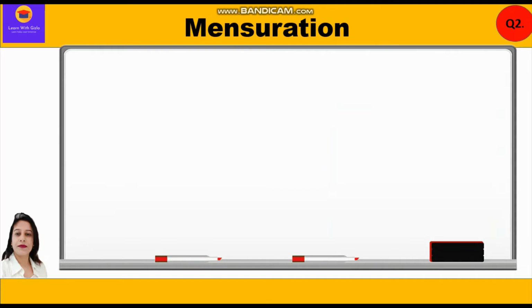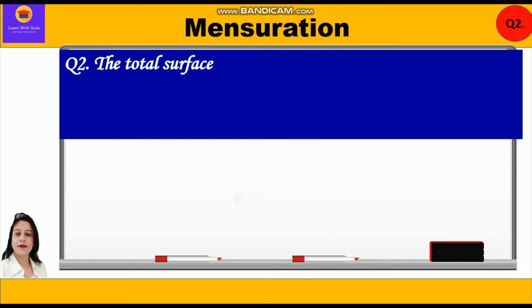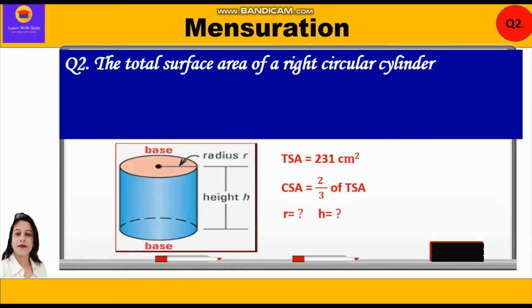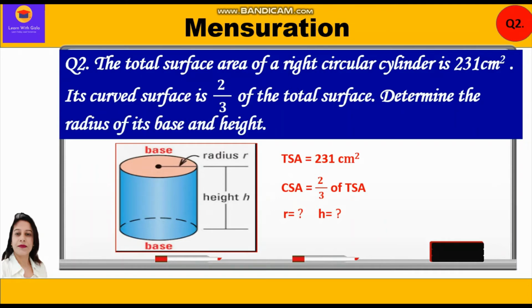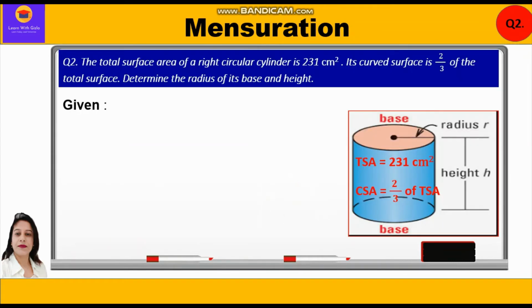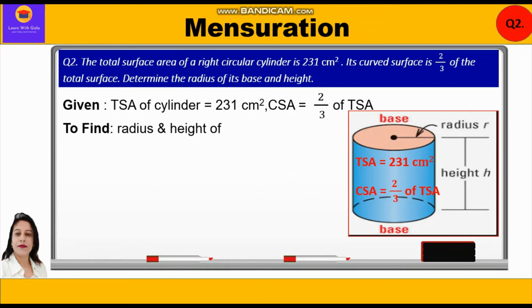Now let's take up question number 2. The total surface area of a right circular cylinder is 231 centimeters square. Its curved surface is 2/3 of the total surface. Determine the radius of its base and height. So given in this question, total surface area of cylinder is equal to 231 centimeters square. Curved surface area is equal to 2/3 of total surface area. And we have to find the radius and the height of cylinder.